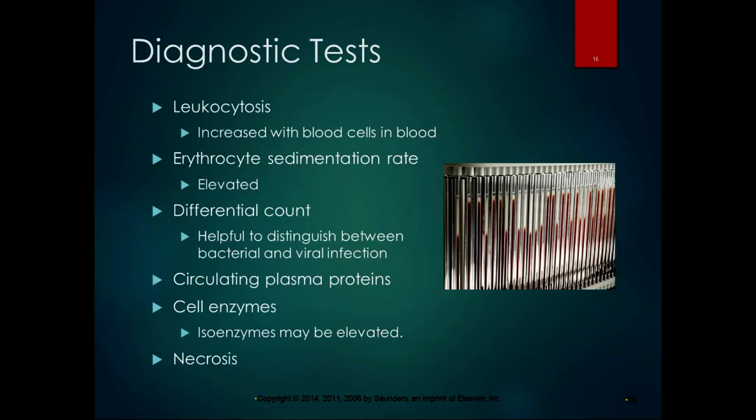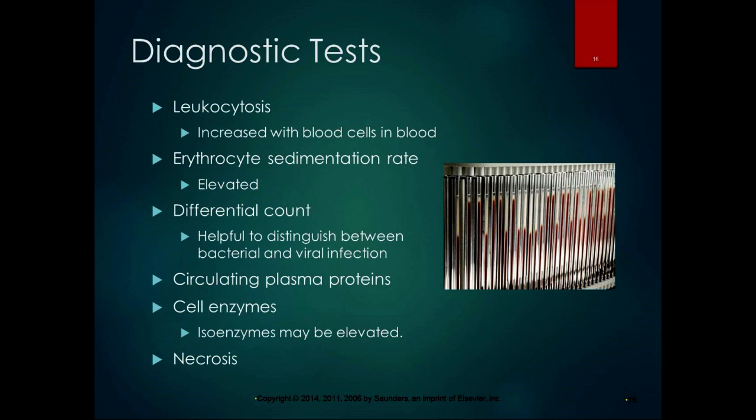So the diagnostic test we talked about a little bit when we looked at that one chart, you see increased white blood cells in the blood, so that's leukocytosis. Leuco means white, cyto means cell, and osis means condition. So white blood cell condition, if you want to think of it that way.